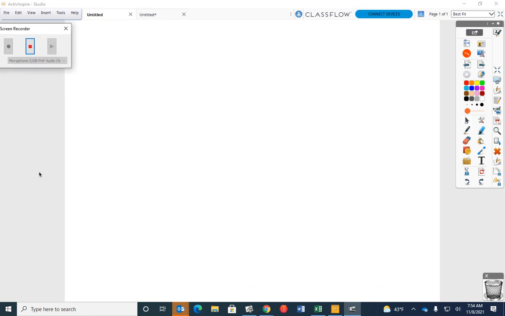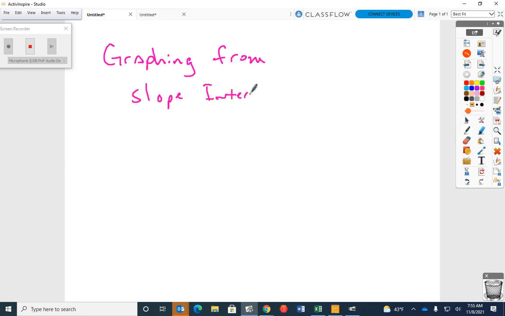Okay. All right, so first thing, we're going to be graphing from slope intercept, okay? But before we do that, let's talk a little bit about what we mean when we say slope intercept. What is slope intercept form of an equation? When I say that, what am I talking about?